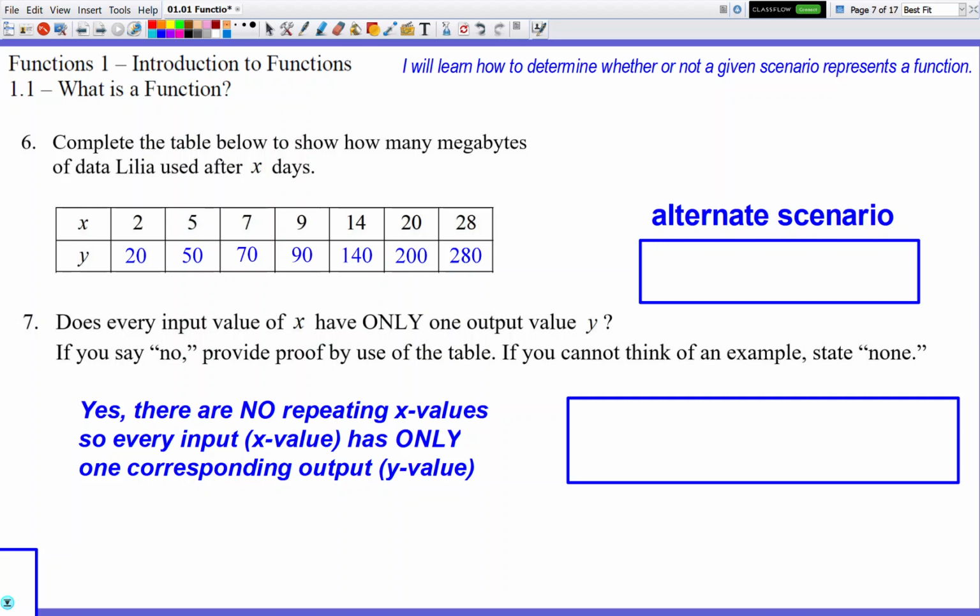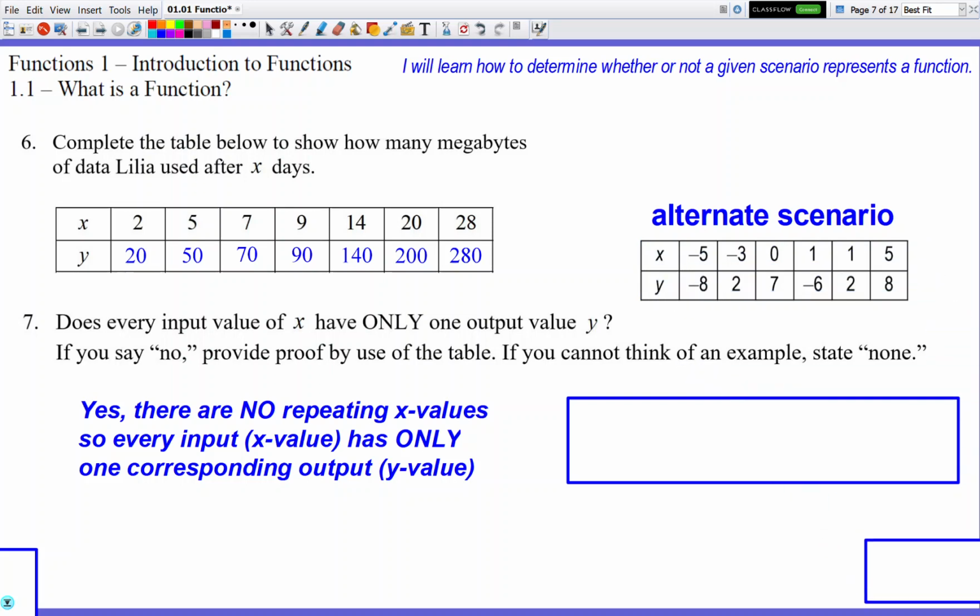Okay, so let's look at an alternate scenario where it might describe what I was talking about earlier, where you have a single x value that has multiple y values corresponding to it. So I have -5. Is there only one single occurrence of -5 in the entire x row? Yeah, I mean, we have a 5, but that's not a -5, so that's not the same thing. So let's look at the next x value, -3. Do I only have one -3 in the entire row? Yeah. Okay, so what about 0? Do I have any other zeros in the x row? No. Ooh, let's look at the x value 1.